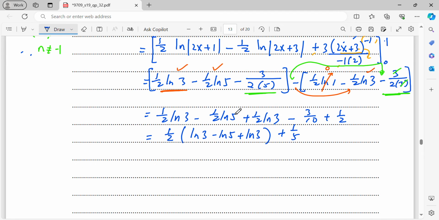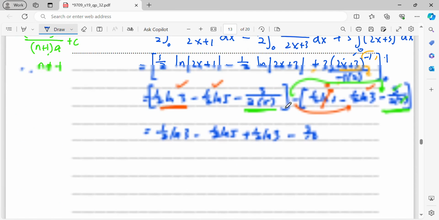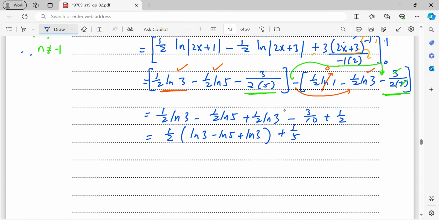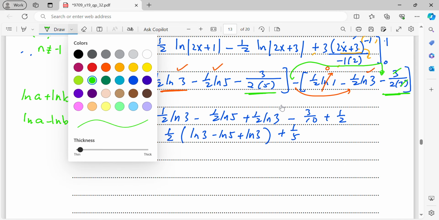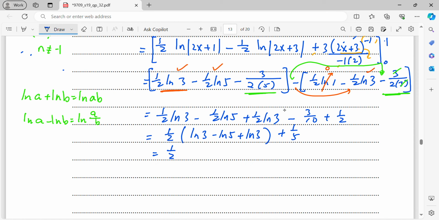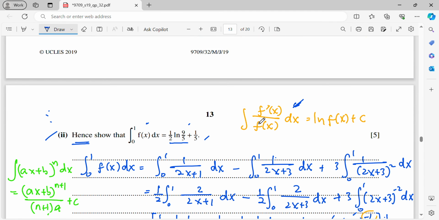Now, to combine the 3 ln to be 1 ln, as given in the question, apply the formula: ln A plus ln B is ln AB. Then ln A minus ln B is ln A over B. That means now here I will be getting half. So ln 3 plus ln 3, I get ln 3 times 3. And then you have the minus here, which means divide. This is what I'm getting. Therefore, when you simplify, that is basically half ln 9 over 5 plus 1 over 5. That is the same as the given expression in the question.